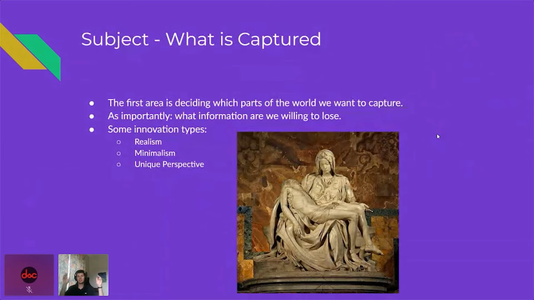So on the subject, on the world, deciding what's captured, there are a couple places here that I think we can be innovative. We can be more realistic, right? Again, using the Pietà as an example, or we could be more minimalistic. Maybe think more like the Picasso style painting, where we say, let's only focus on a couple of the features and make them really big in our data. And that's going to draw out certain things.